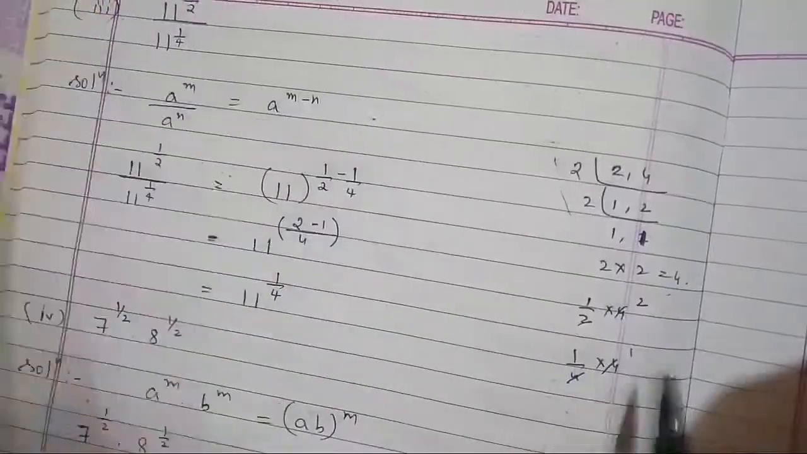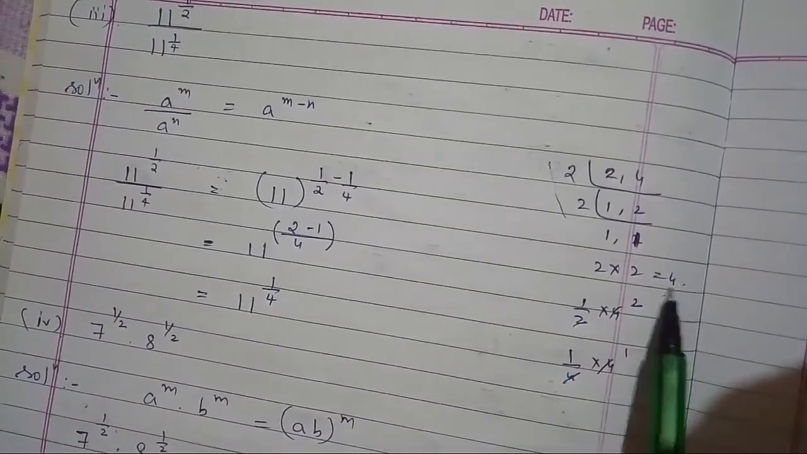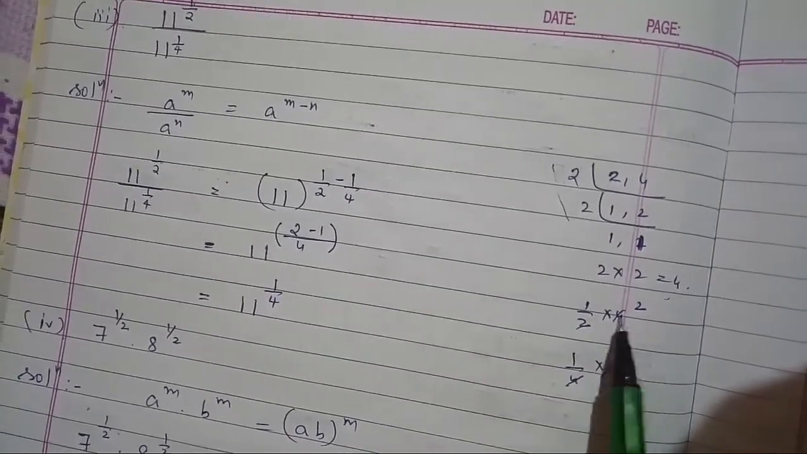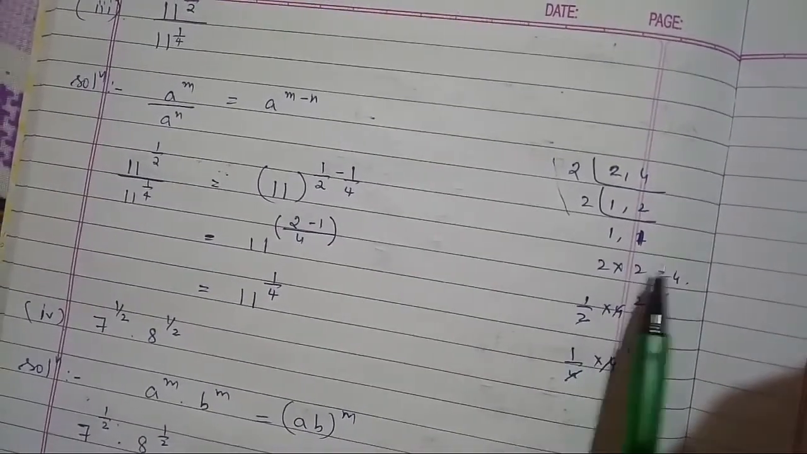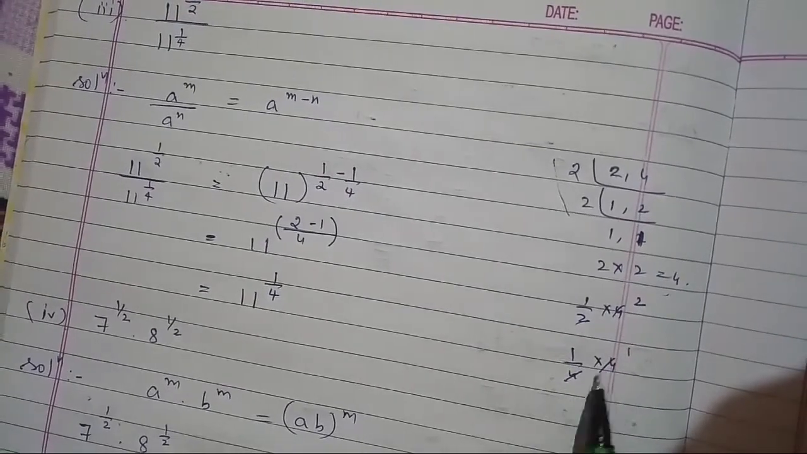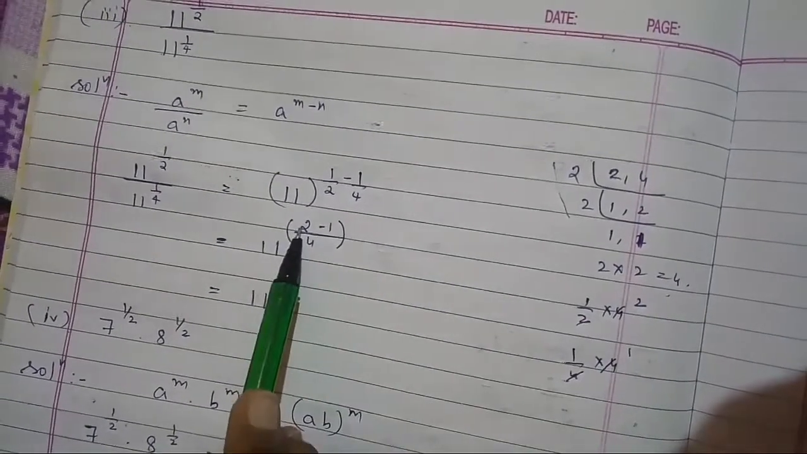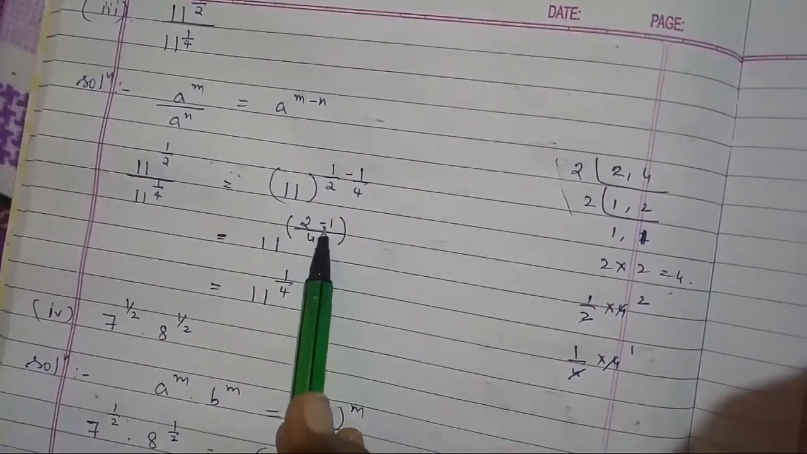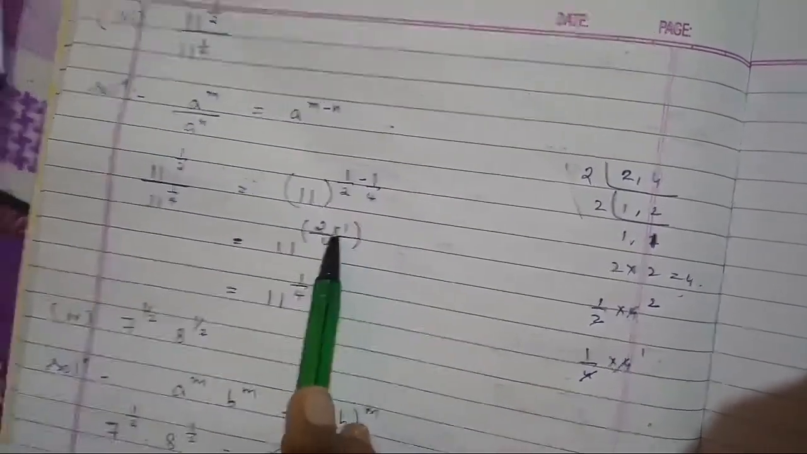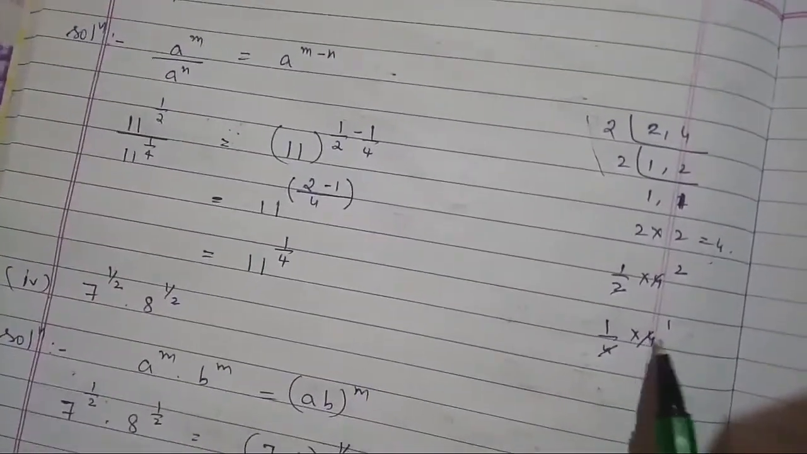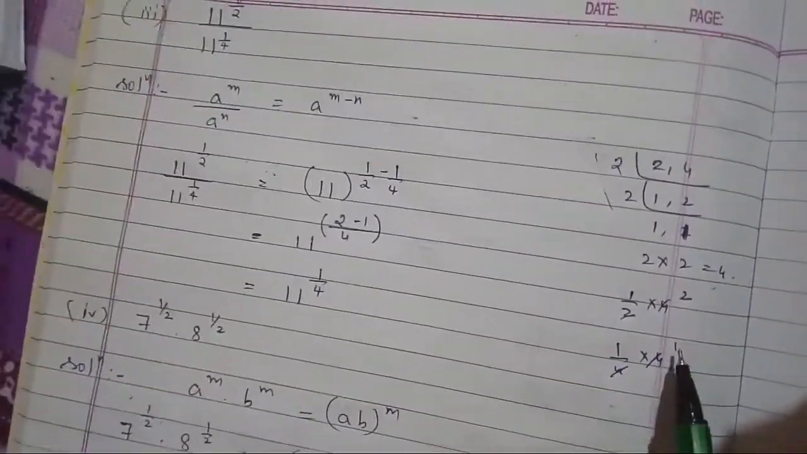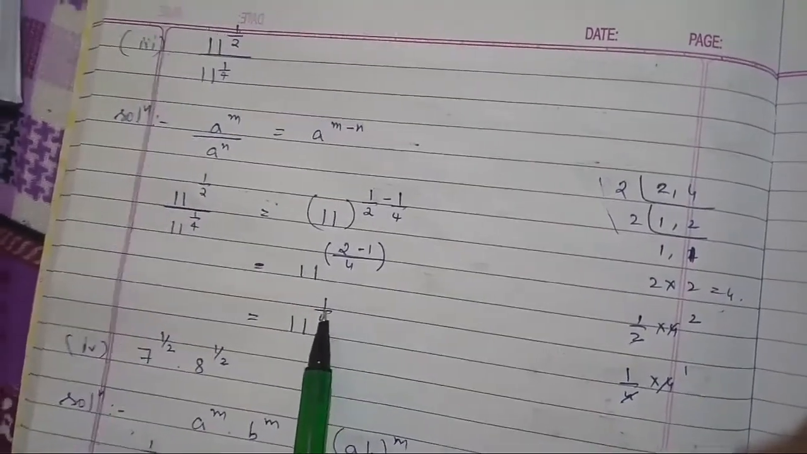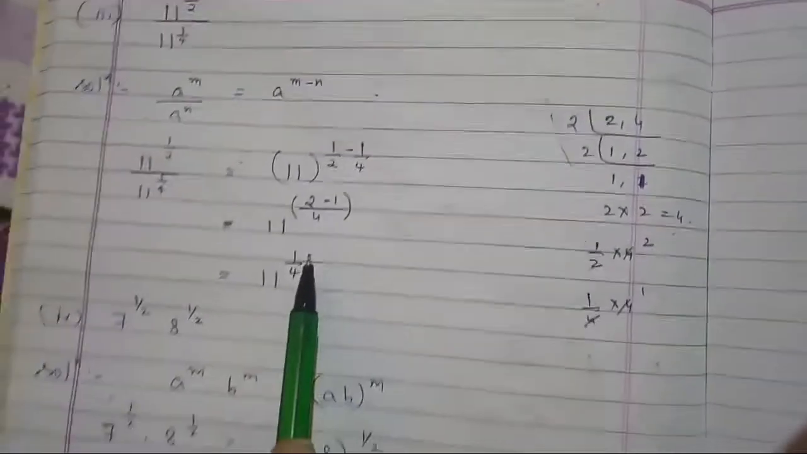For the first fraction, 1 by 2 into 4: multiply by the LCM you got. 1 by 2 into 4 is 2 ones are 2, 2 twos are 4. Here 1 by 4 into 4 is 4 ones are 4, 4 ones are 4. That is 2 into 1, 2. I have written that here. For the first fraction, I got 2. Minus, what sign will be there? Put the sign. 1 by 4 into 4, 4 ones are 4, you remain with 1. I have written 1 here. 2 minus 1 is 1, so 1 by 4. That is 11 to the power 1 by 4.